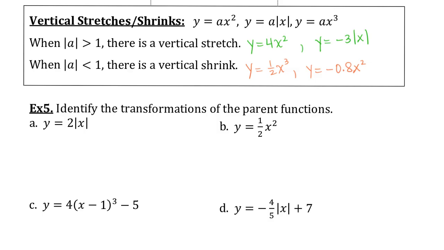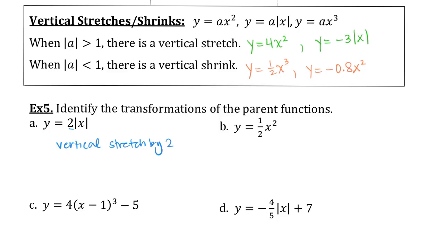Okay, let's just identify the transformations. What is this? The parent is absolute value. What am I doing to it? I'm timesing it by 2. If you times it by 2, is it getting bigger or smaller? Bigger. Stretch. Vertical stretch by 2.